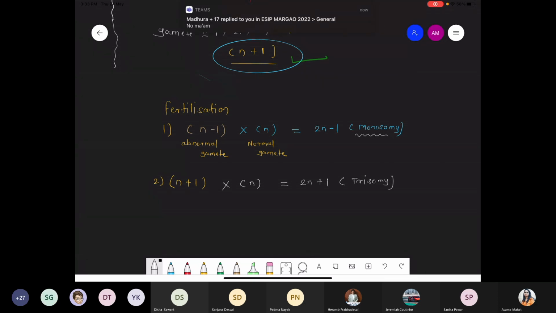Any doubt? Madhura? Okay. Sakshi? Okay, fine. So in the next class, we'll discuss euploidy, and again deletion or addition of some basic sets of chromosomes under euploidy. We'll discuss some examples specifically in plants. Thank you. Bye.